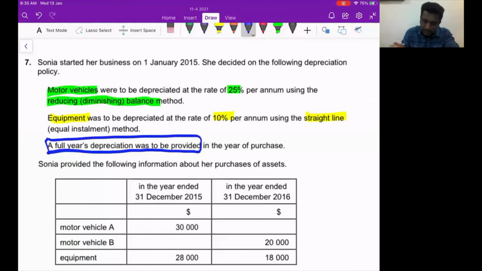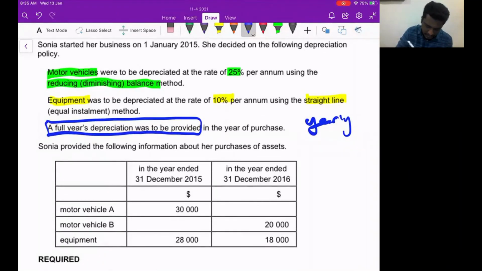As I told you, we've got two ways, right? One is a monthly basis, another one is a yearly basis. So is this one monthly basis or yearly basis? The question says full year. Full year means it is a yearly basis. If it is a yearly basis, it is much easier, no need to calculate how many months. So we continue.